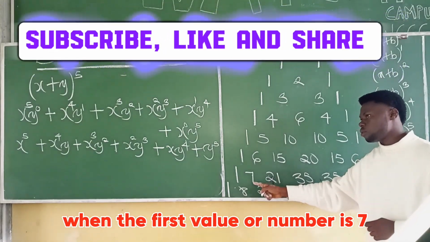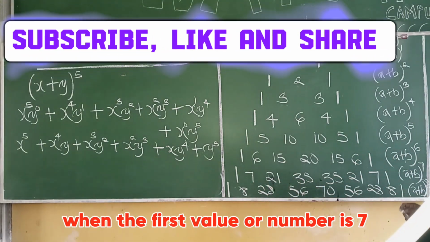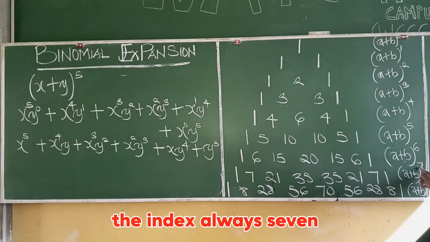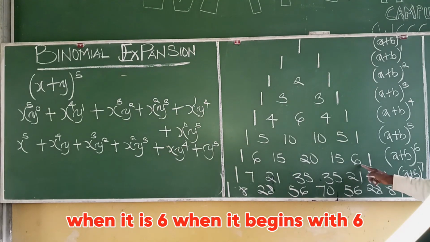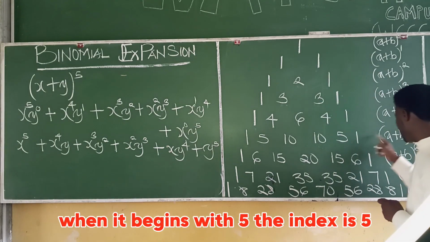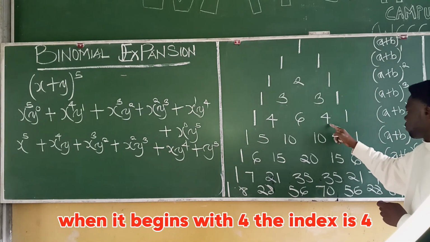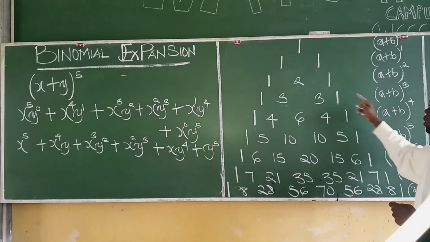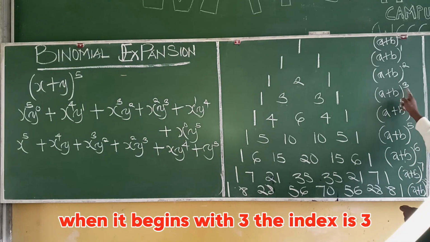When the first value or number is 7, the index is always 7. When it begins with 6, the index is 6. When it begins with 5, the index is 5. When it begins with 4, the index is 4. When it begins with 3, the index is 3.